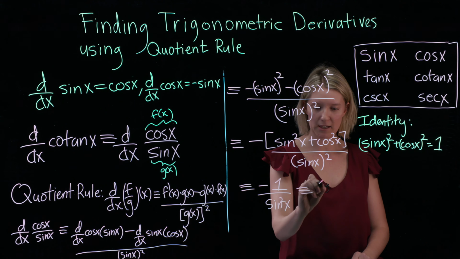Okay, and by just knowing the derivatives of the basic trig functions sine of x and cosine of x, as well as utilizing the quotient rule, we should be able to find the derivative of any basic trig function.